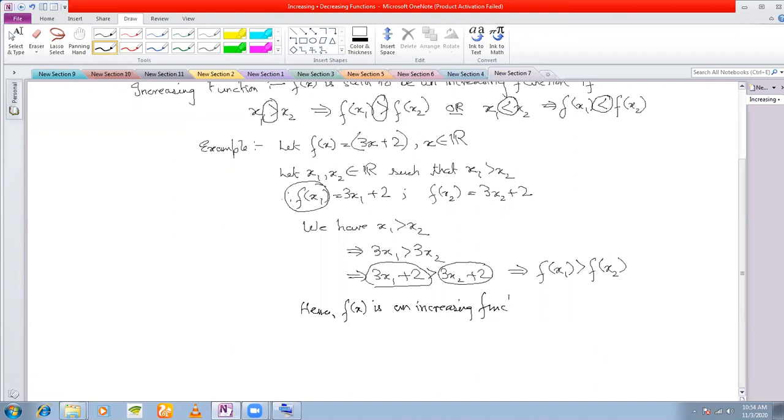Okay. This was an example of increasing function. Similarly, I have taken this condition. You can take this condition and proceed. Either of the two conditions. Decreasing functions. I've defined increasing functions. Let us now define decreasing functions.